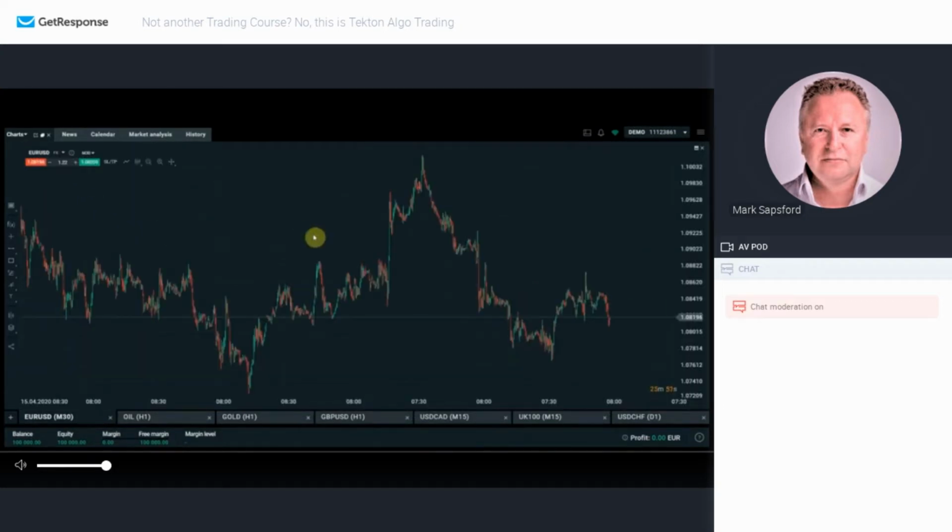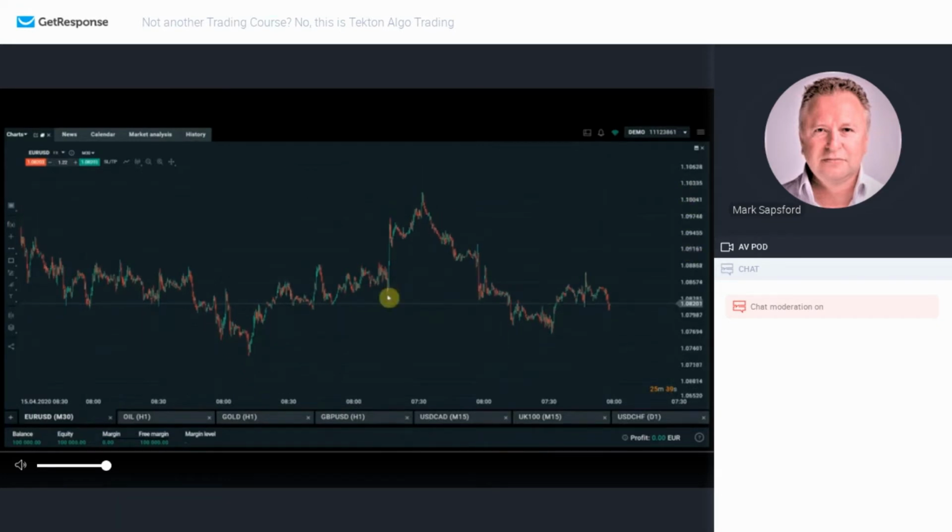We're looking at euro dollar. I always start on euro dollar because it's probably the most widely traded currency pair anywhere in the world, probably a little bit ahead of cable and euro pound as well. So euro dollar on a 30-minute time frame.